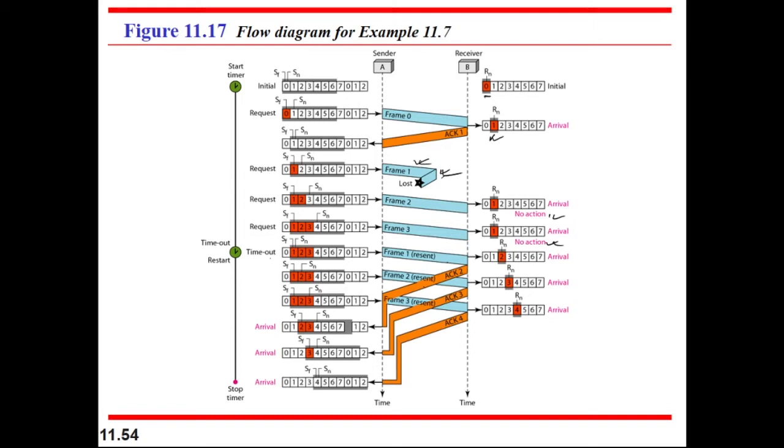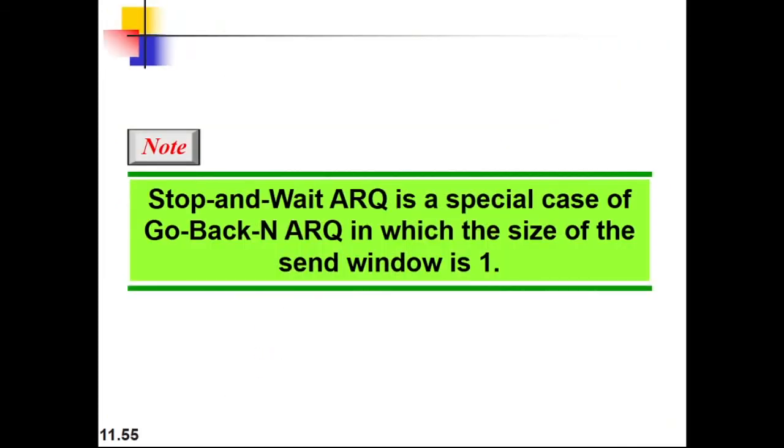For example, suppose frame 2 is corrupted, then how many frames does the sender need to send again? This type of question can be there. So this is the thing with stop and wait ARQ, you have to remember it. Stop and wait ARQ is a special case of go back N ARQ in which the size of the send window is 1, the sender window size is 1.